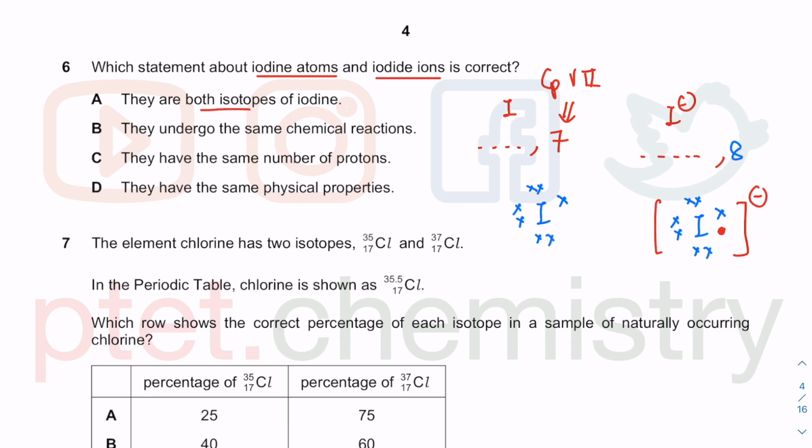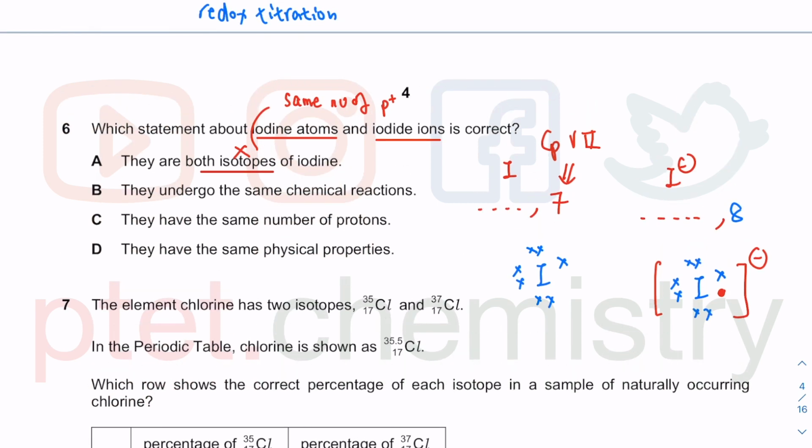When they say they are both isotopes, they are not, because isotopes refer to different atoms of the same element, with the same number of protons but a different number of neutrons. If they have the same number of protons, and we say they are different atoms, not ions, that means we have to have the same number of electrons as well because they're atoms. The number of electrons must balance the number of protons. It's actually the number of neutrons that is different. For isotopes, A cannot be the answer.